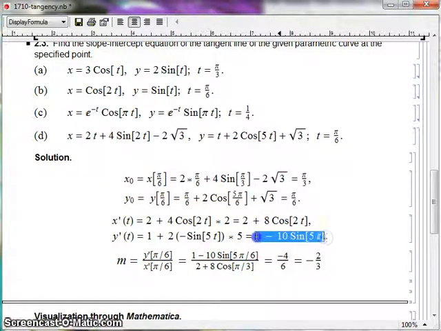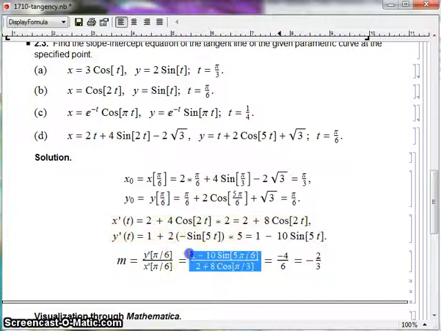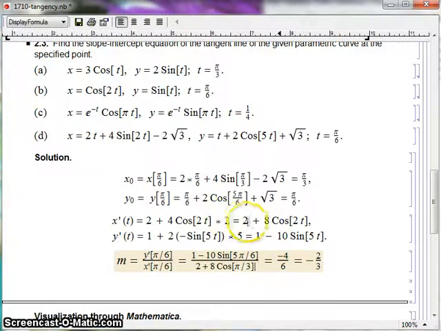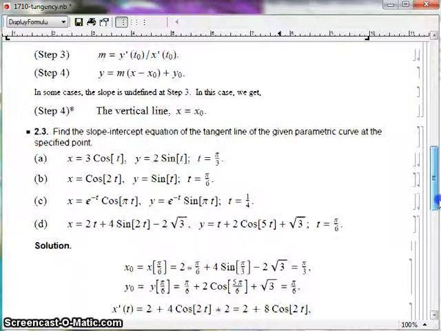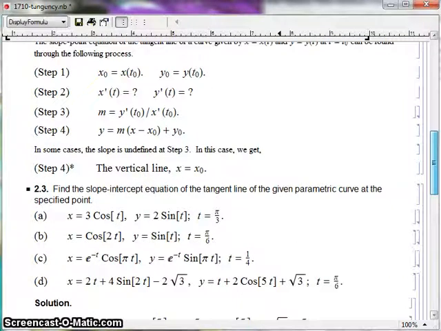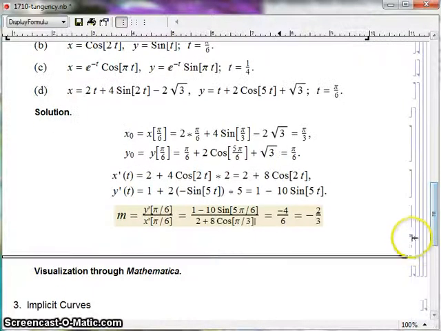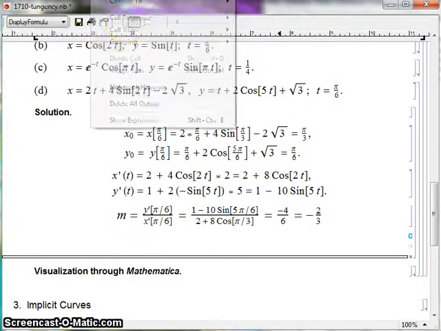So this one, when t equals pi over 6, we have numerator and denominator. Computation is rather simple. We get negative 4 over 6, so we have negative 2/3. That's the slope. Step 3 is done. So step 4, we know the slope, we know the x coordinate, we know the y coordinate.